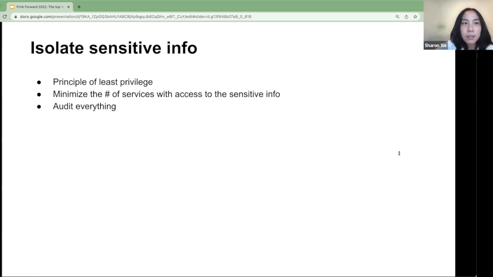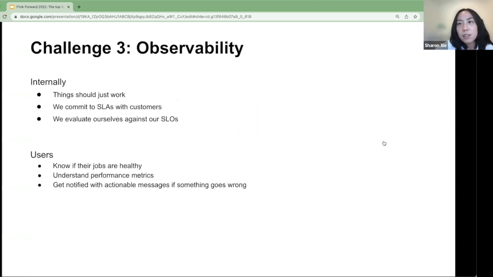Okay, so we talked about isolation. Quick summary: isolate infrastructure, isolate Flink jobs, isolate sensitive information. The next challenge I want to talk about is observability. The reason we need observability internally is that we are offering a real-time data platform as a service, so things should just work. We also commit to SLAs with our customers, and we want to know our performance based on the metrics we identify. Users care about it because they want to know if their jobs are healthy.